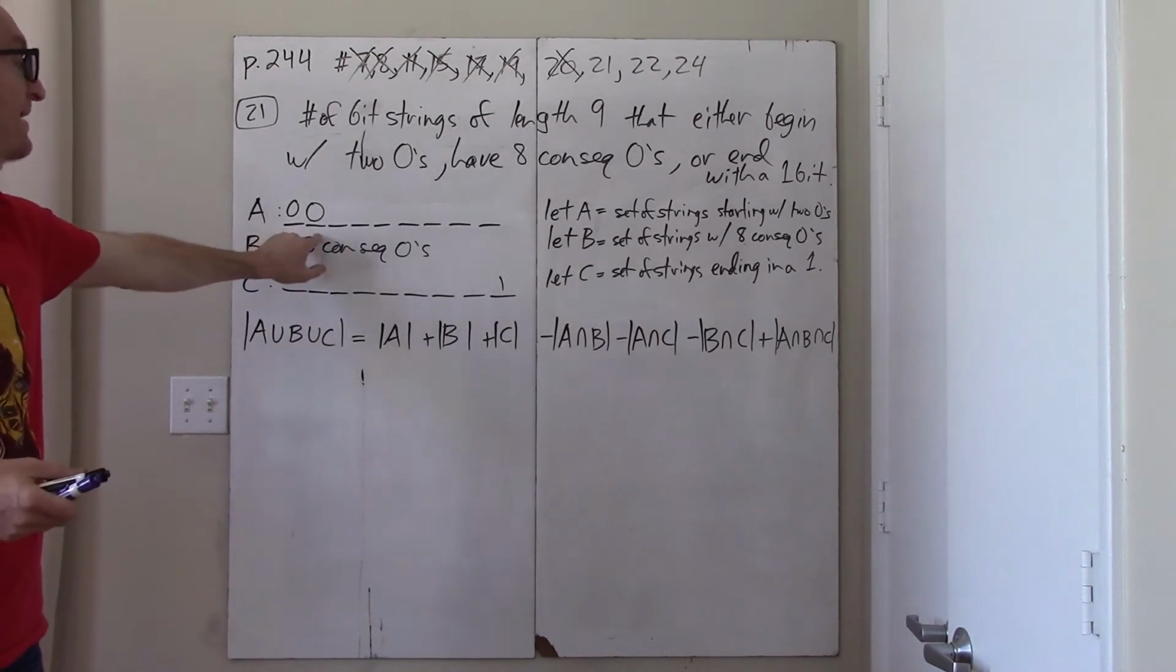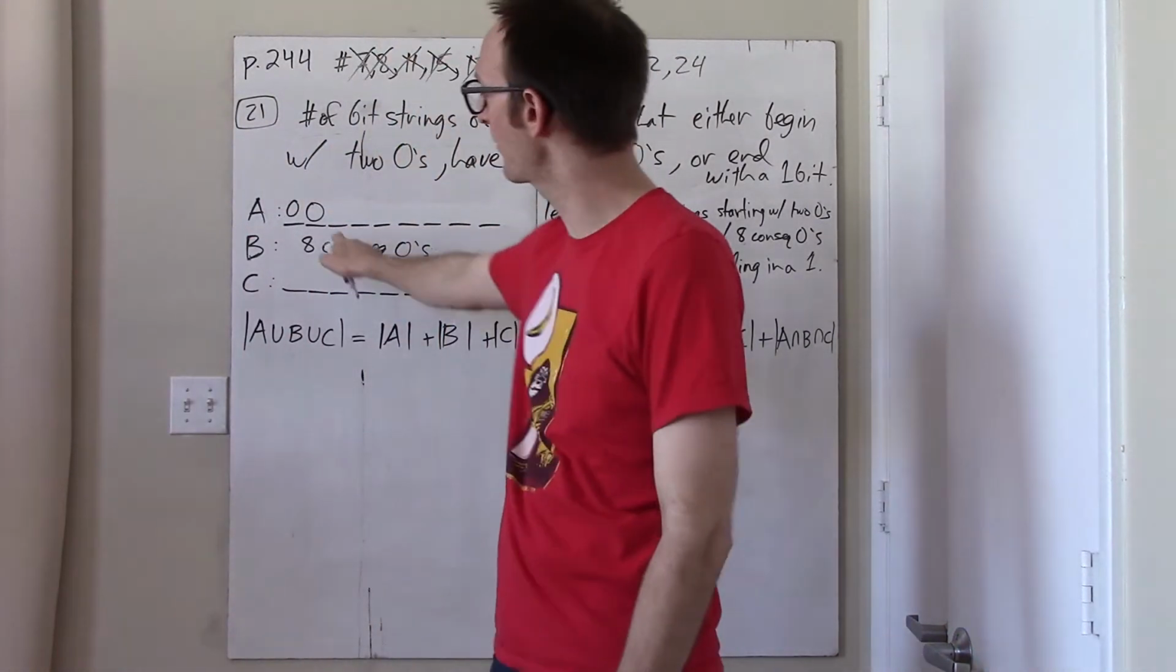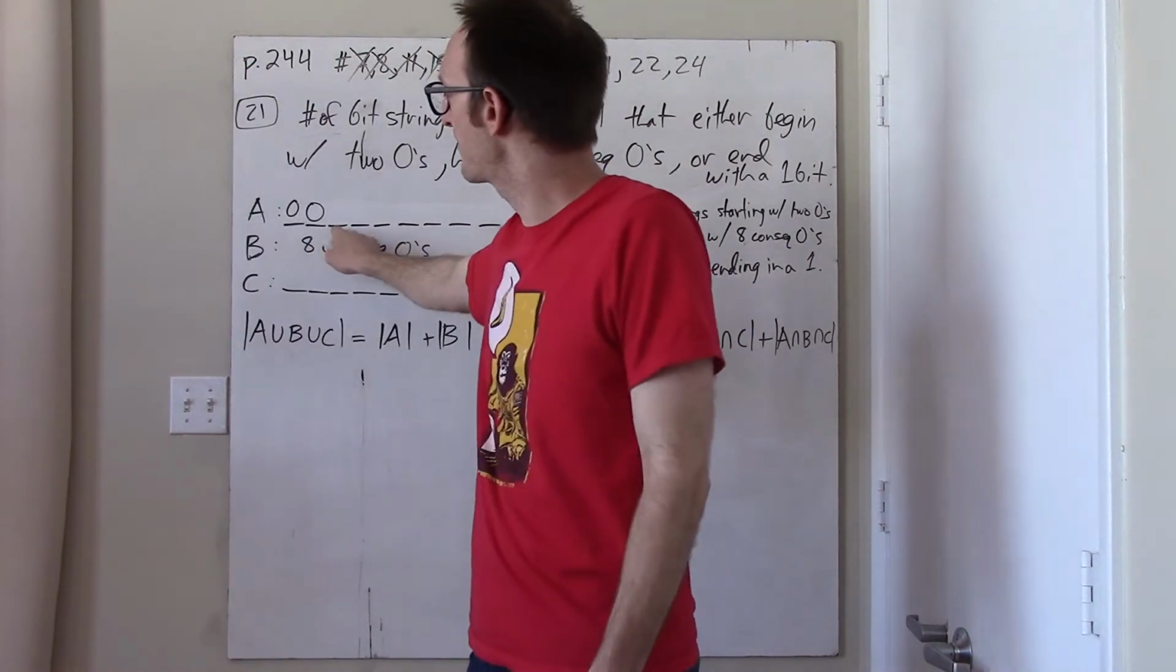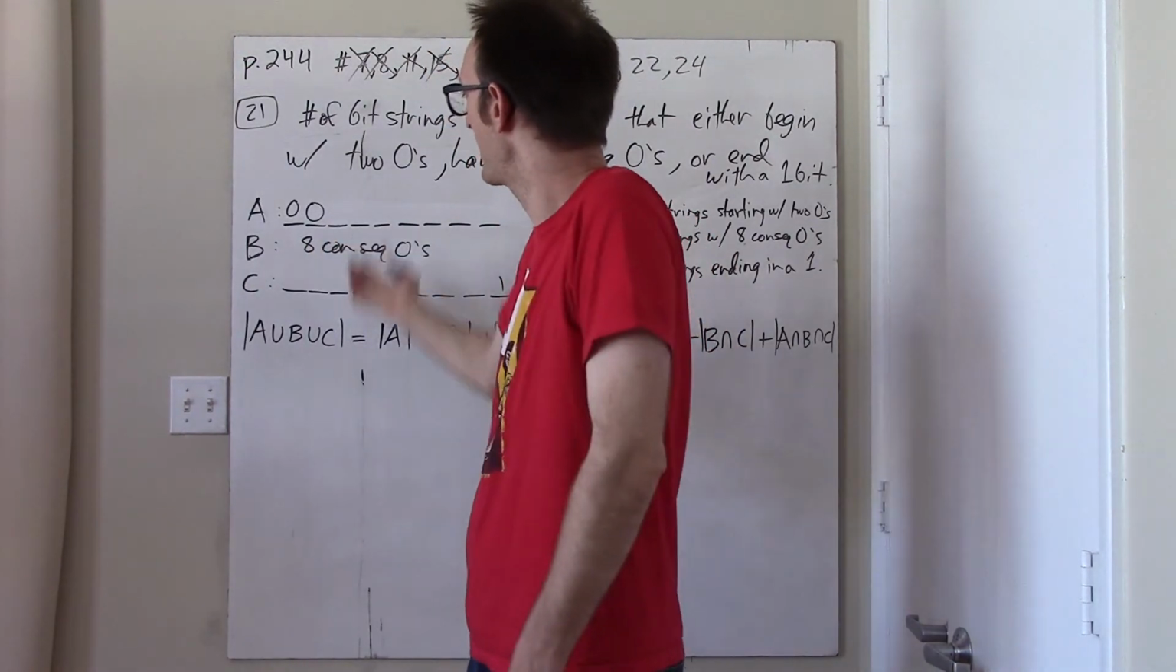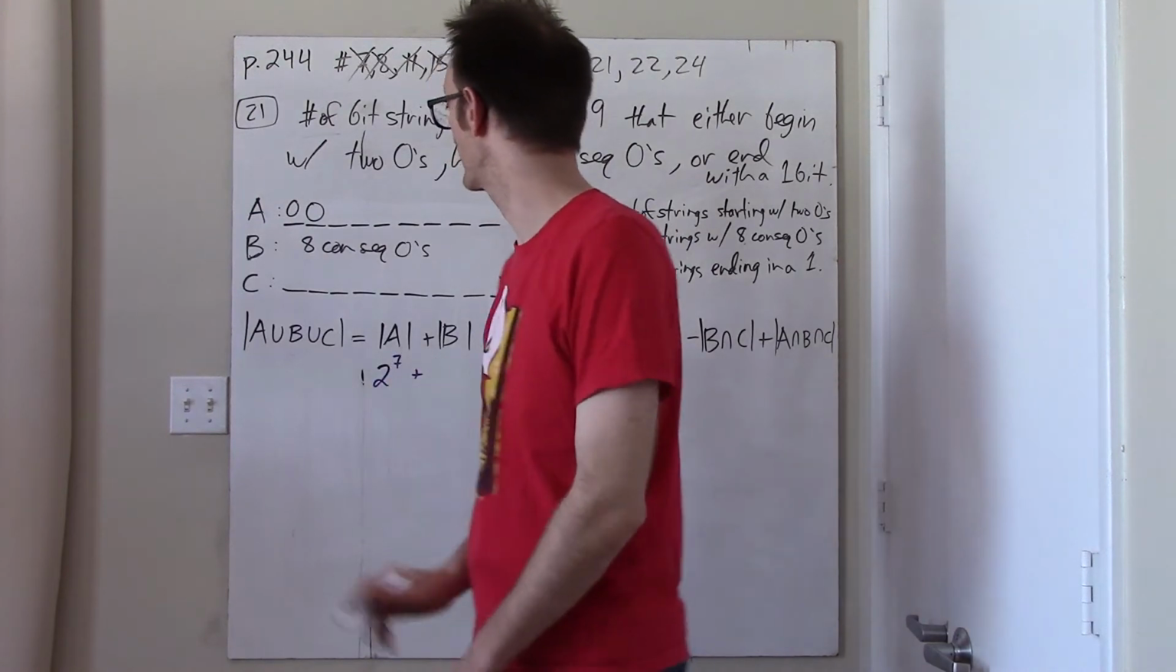The first 2 have to be zeros, and so we're essentially asked how many ways there are to finish off this string. For every character, it can be either 0 or 1. I have 7 choices, so this is 2 to the 7th. Okay, how many strings are in B?